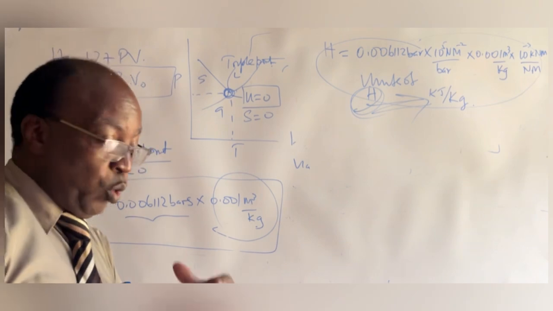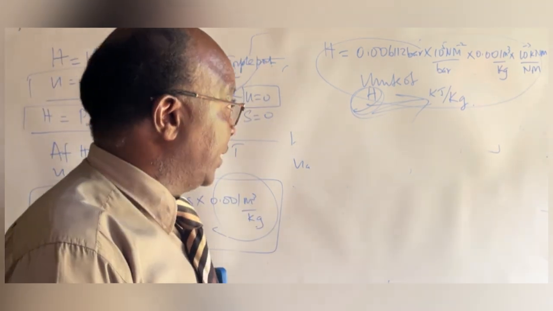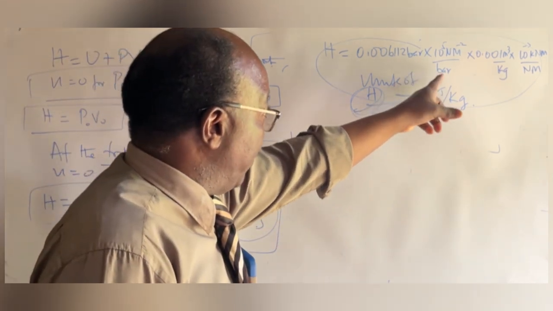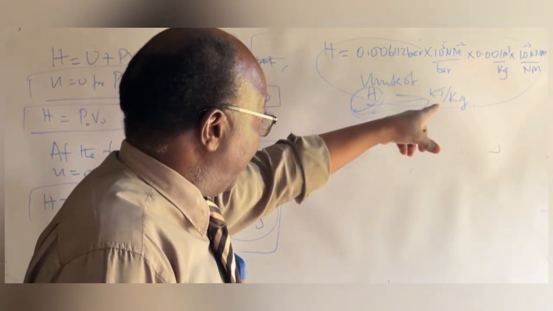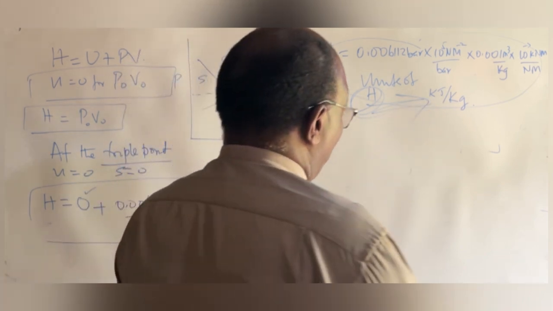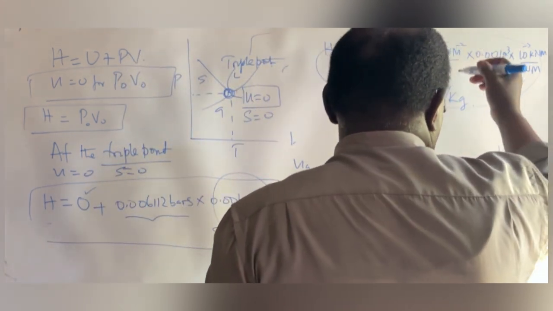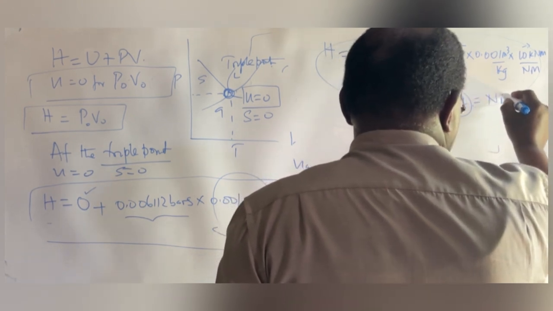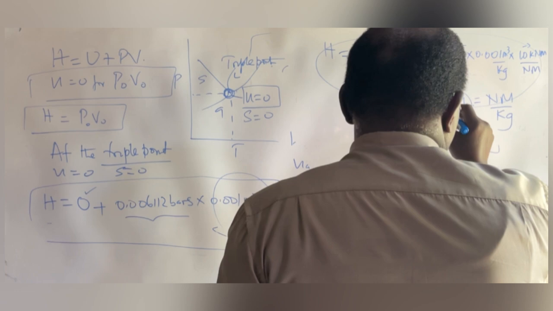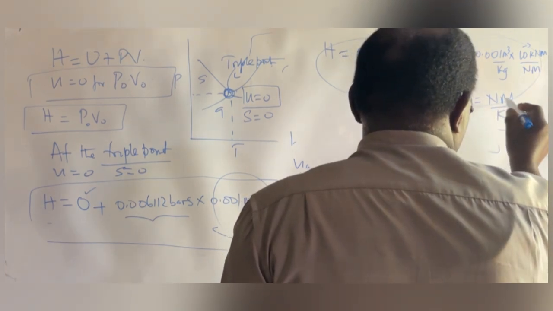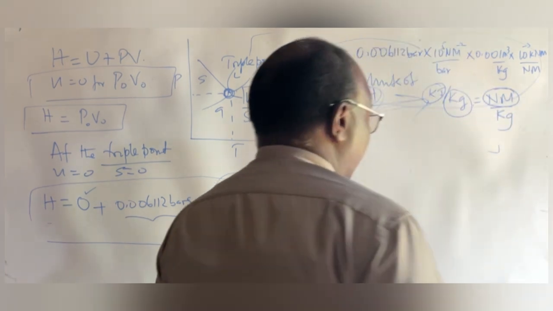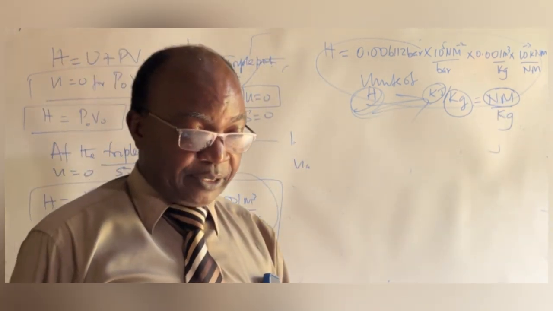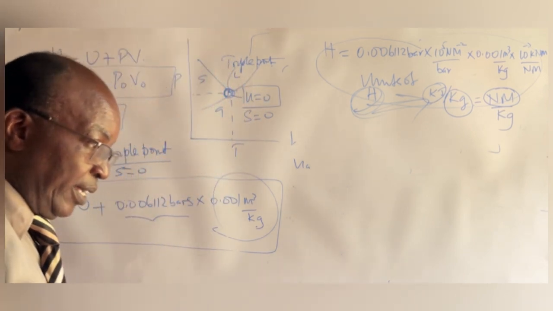It's very important for you to always do dimension analysis and see that you get the correct values. When you cancel those dimensions, you should end up with kilojoules per kilogram. In other words, you should end up with Newton meter per kilogram, because joules is Newton meter. Very important for us to take note of that.